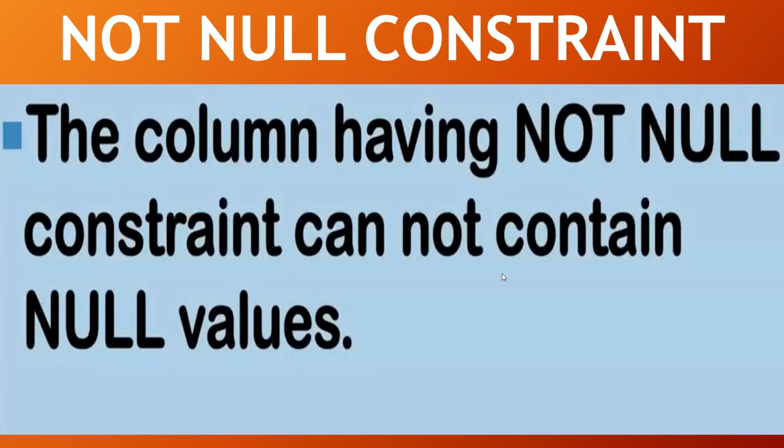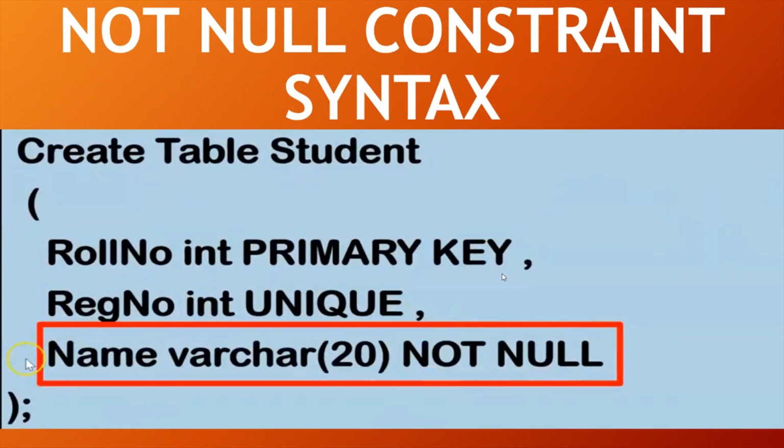But if you apply a NOT NULL constraint to an attribute, then the user, even if they want to, cannot leave that data value blank in any record. What will be the syntax for not null? See carefully. Name varchar. Here the attribute name they have taken is name. Varchar, size of varchar. If we take char and varchar, then we have to mention the size. And then the key constraint is not null.